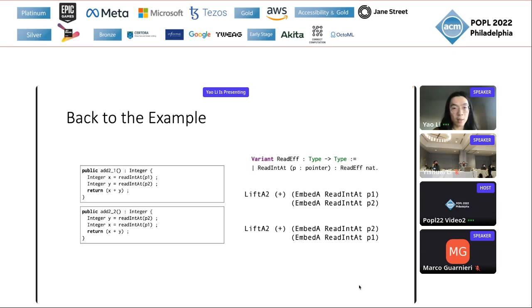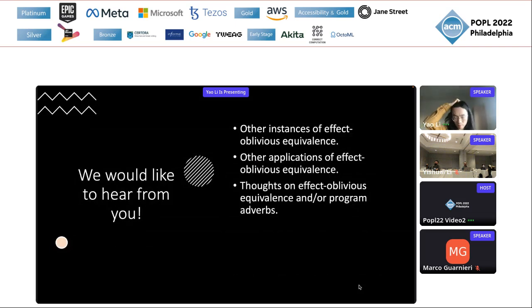And then we can show that these two programs would be effect-oblivious equivalent by applying the commutativity rule we have just shown earlier. And of course, we should only apply this rule when we know that we are modeling a semantics that has this property, such as parallel execution or a non-deterministic execution order. But now we directly have this rule in our embedding. So that's it. That's my talk today.